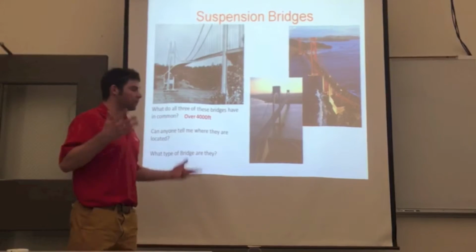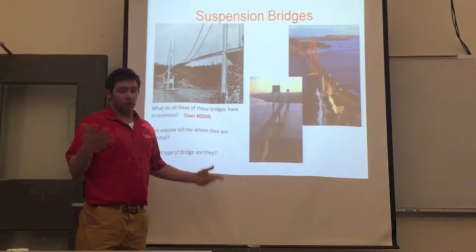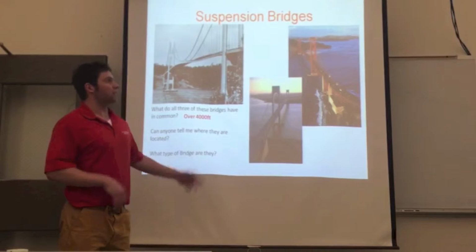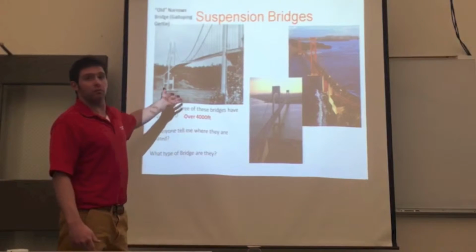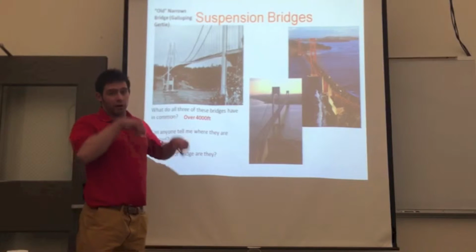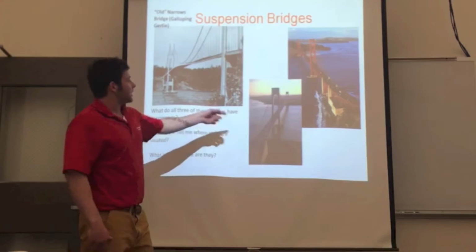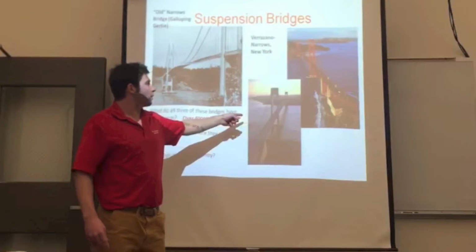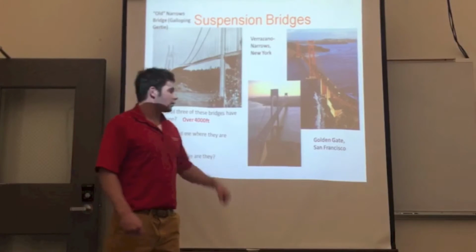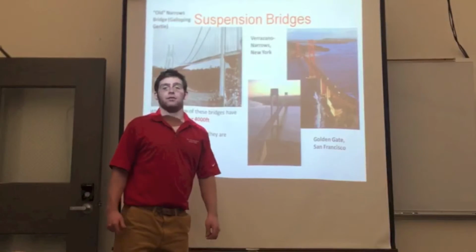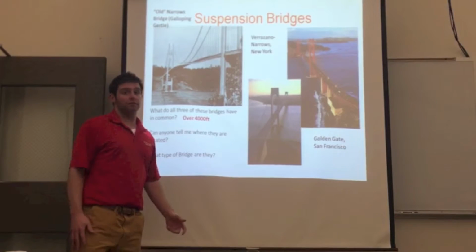Secondly, can you tell me where these bridges are located? If any of you guys are from around here or other parts of the country, because these are all located in the United States, where might they be found? The first one, maybe you know, is the Tacoma Narrows, and others may know it as Galloping Gertie. The second one is the Verrazano Narrows Bridge in New York City. And the third one is the Golden Gate Bridge, which is pretty famous in San Francisco. And thirdly, I already kind of mentioned this, what type of bridges are they?